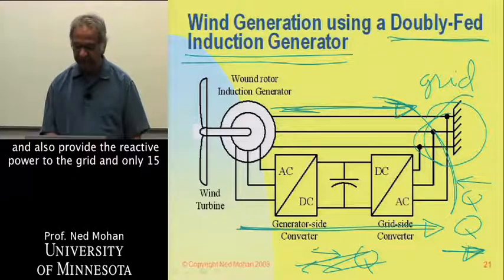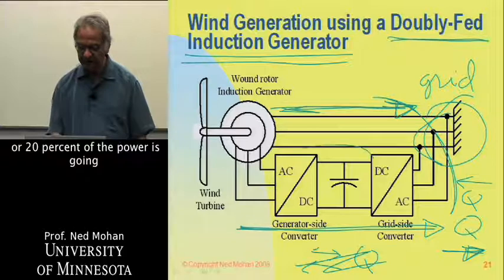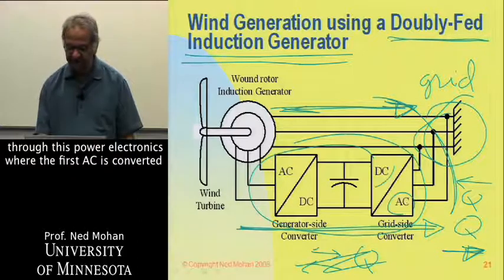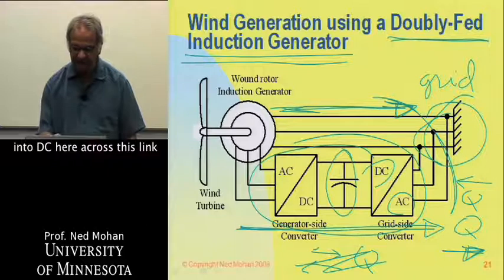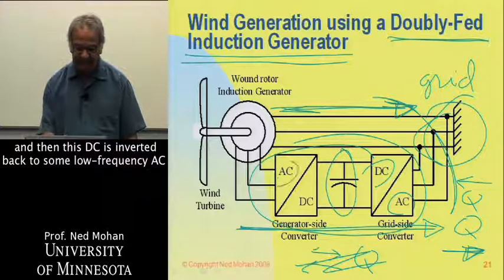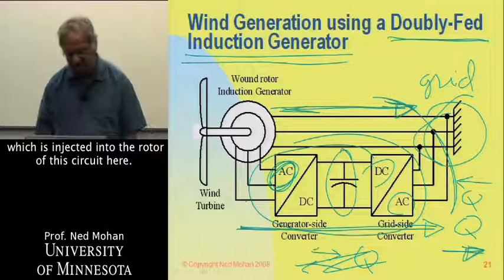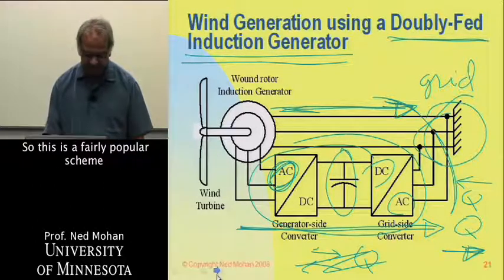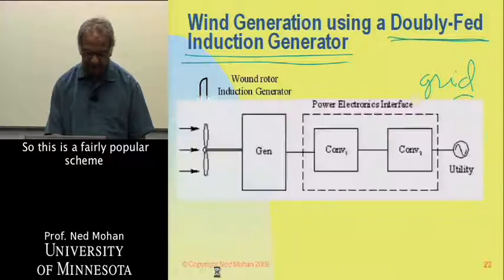And only 15 or 20% of the power is going through this power electronics, where first AC is converted into DC across this link, and then this DC is inverted back to some low frequency AC, which is injected into the rotor of this circuit here. So this is a fairly popular scheme.